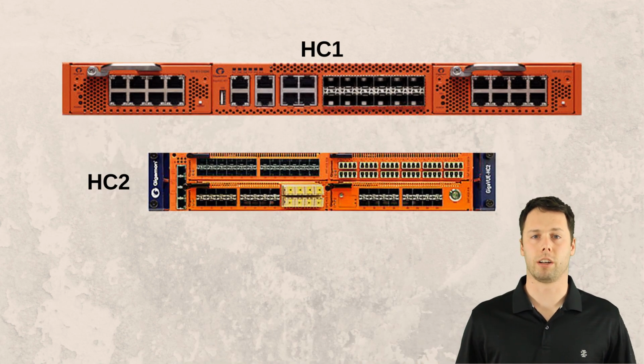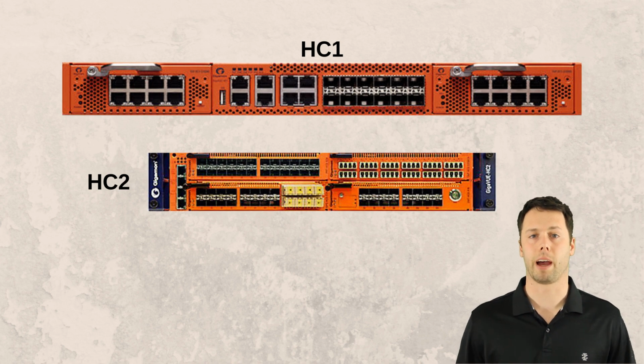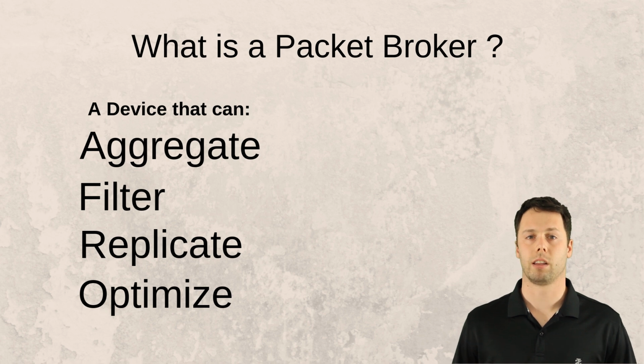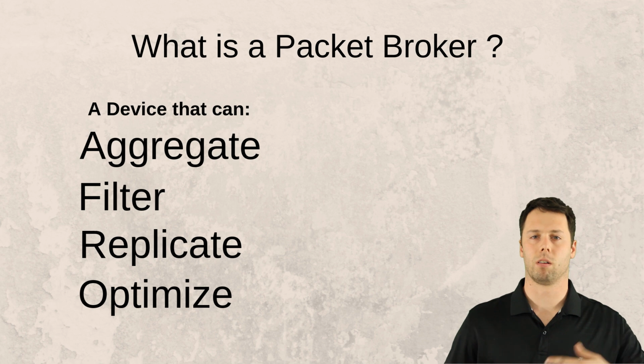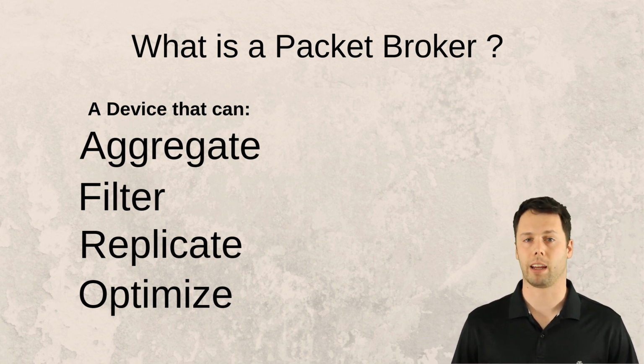Gigamon's security delivery platform is actually based on a piece of hardware called an H-series appliance, and it's a packet broker. So what is a network packet broker? It's simply a device that can aggregate, filter, replicate, or optimize packetized data. Think about if you're sending emails, or you're looking at YouTube, or you're on a website for your bank that's HTTPS encrypted, where that's a secure connection. Any of that data is packetized.